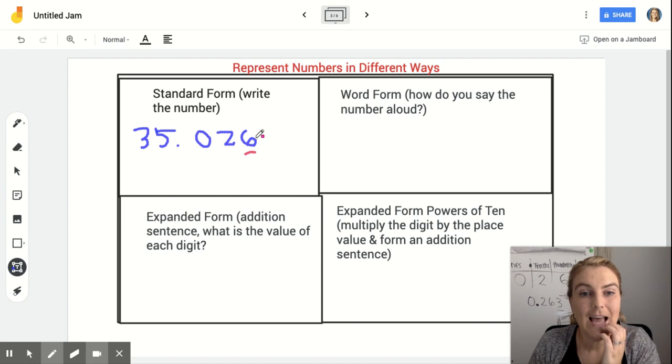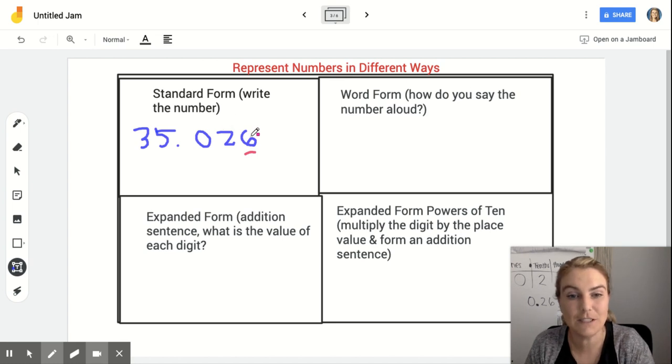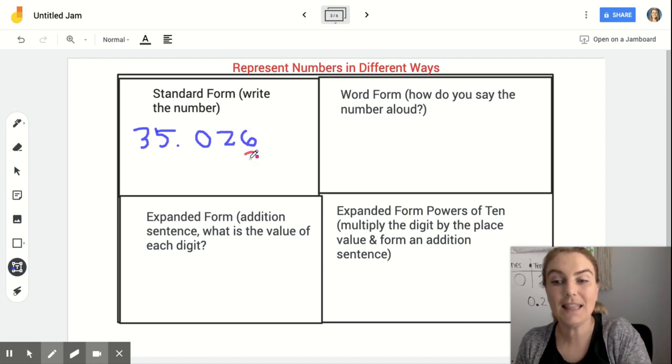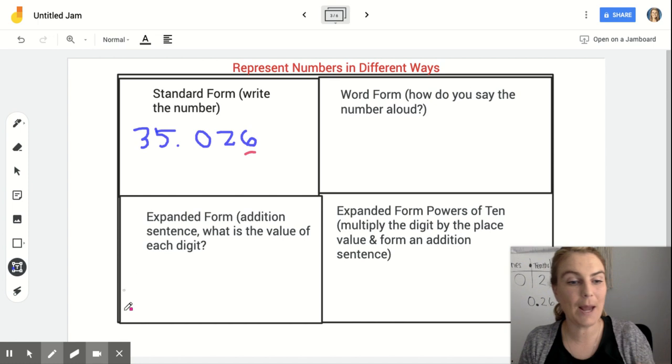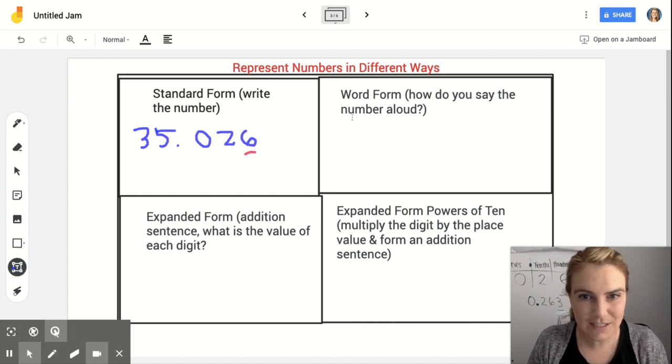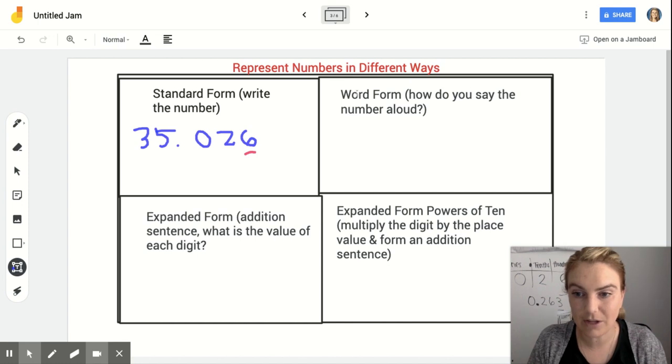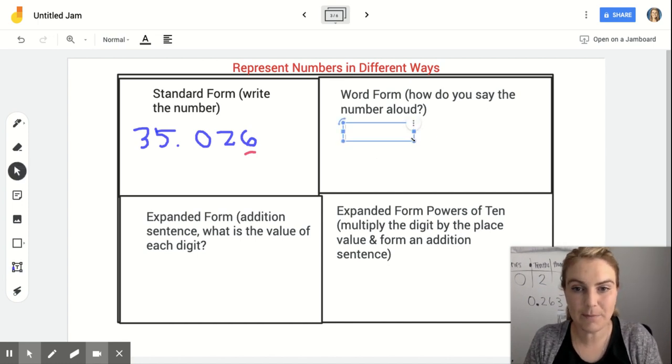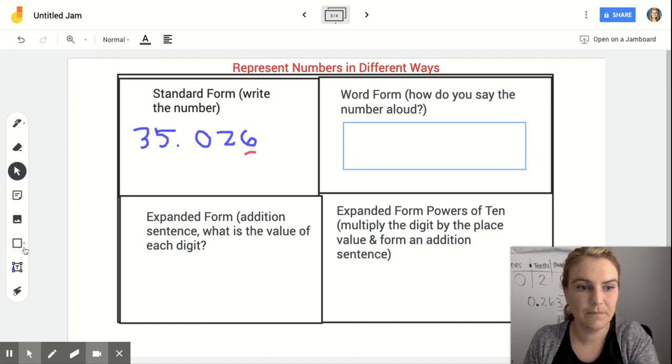So I'm going to say 26. And then my 6 is in what place value? Well, I have the decimal, tenths, hundredths. It's in the thousandths place value. So I say 26 thousandths. And then when I put that all together, hopefully yours looks like mine. Do you have word form? How do you say the number out loud in that box? Here's what we're going to write. I'm going to type it out and you're going to write this out. Here's how we say this number out loud.